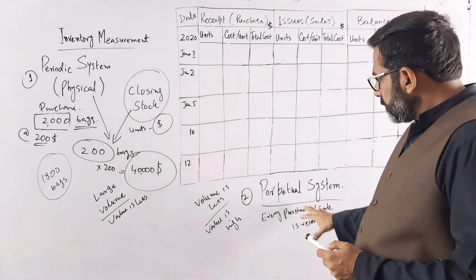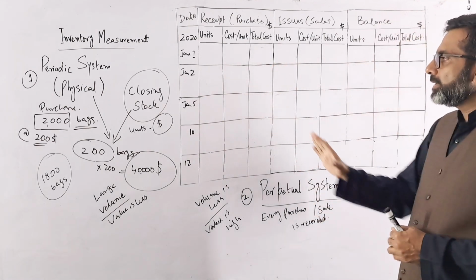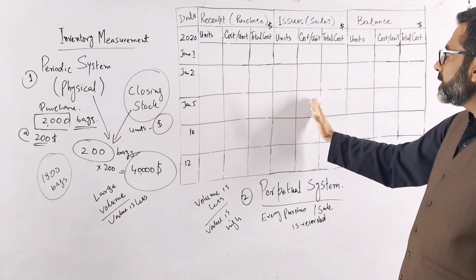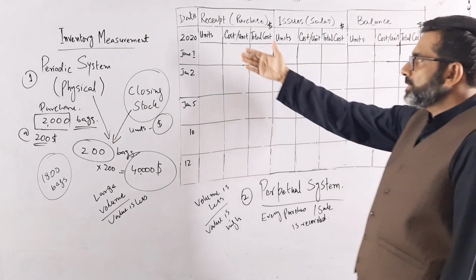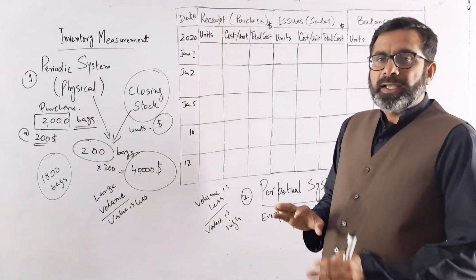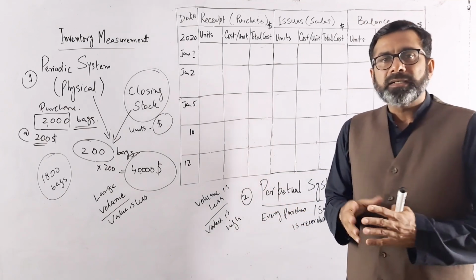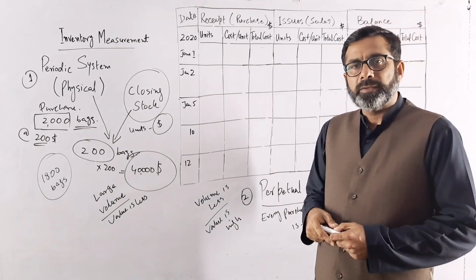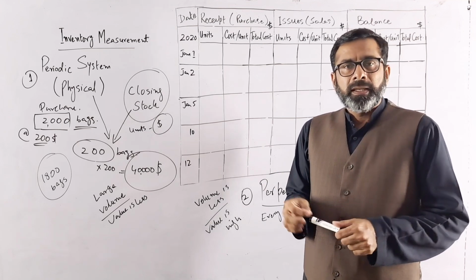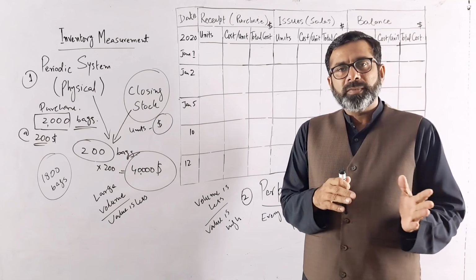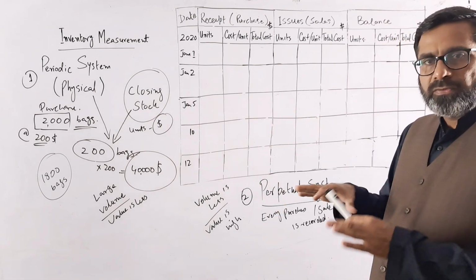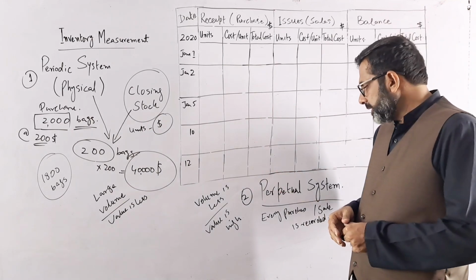Now in the perpetual system they are using the inventory card. They have mainly 3 sections: the receipt section, the issue section, and the balance section. Obviously the date is there, and for every date the transactions are recorded. In the perpetual system we have 2 main methods that are allowed by the International Accounting Standards Board: the first in first out method and the weighted average method. In the next lectures we will discuss those methods in detail, including how it is calculated by first in first out, but here we are just giving a brief overview.